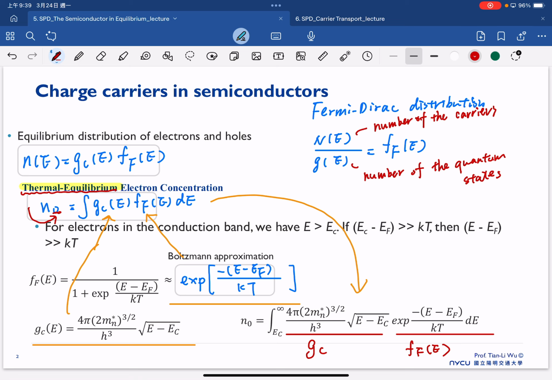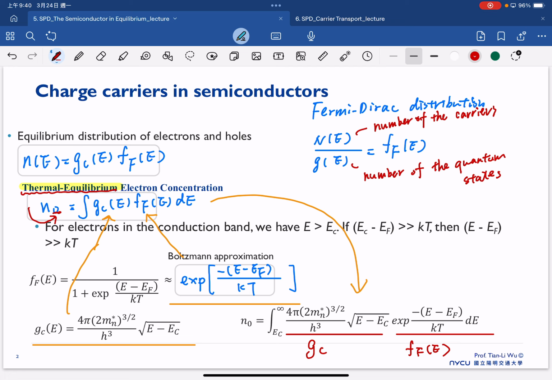So far, I think this is just a very simple mathematic trick where we put together what we have already learned. But now we just do some very simple approximation. Therefore, we use the Boltzmann approximation, and then we start to put the equation in and try to integrate, and then try to understand what the full picture would be for this thermal equilibrium electron concentration.